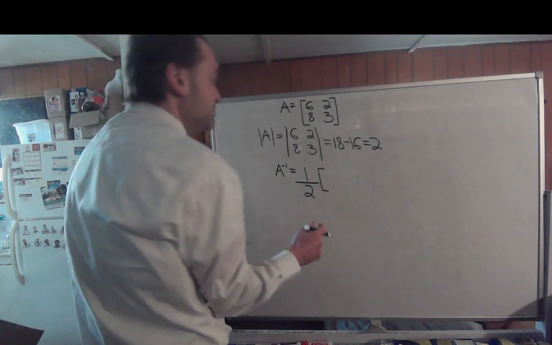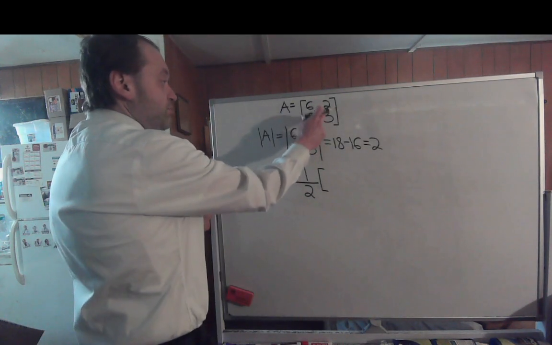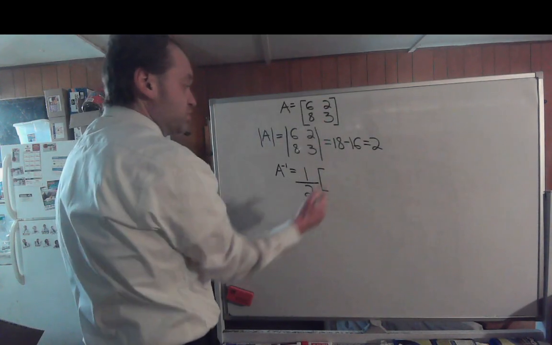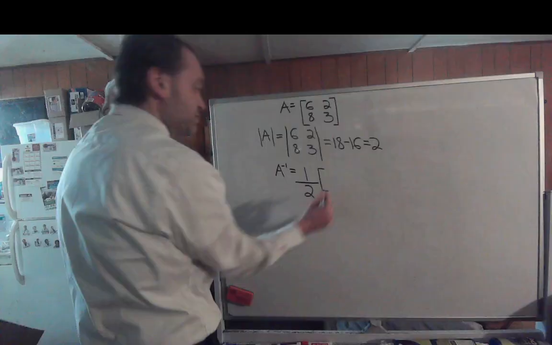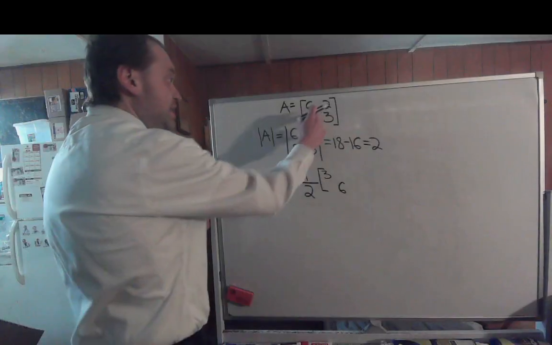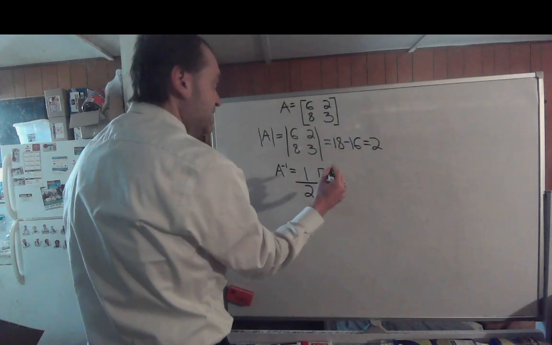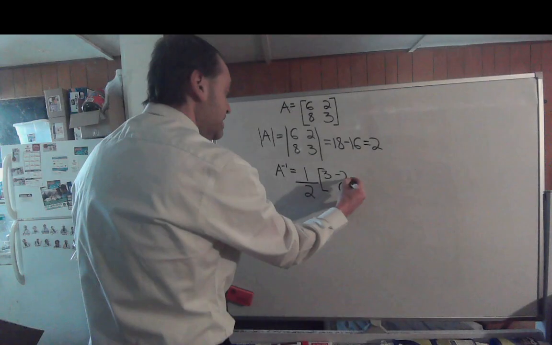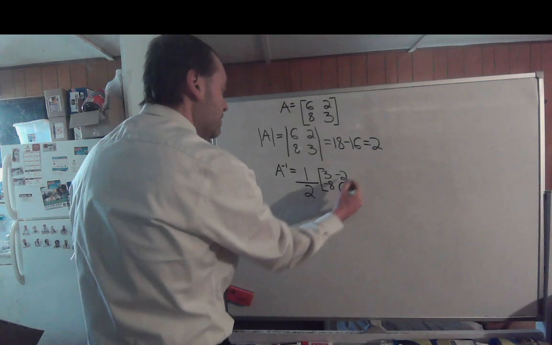Take that times what you're going to do with your matrix A. The 3 and 6 will switch places because the A and D switch places. So that'll be 3 and 6. Your B and C constants stay in the same place. You'll just negate them. So that'll become -2 and -8 here.